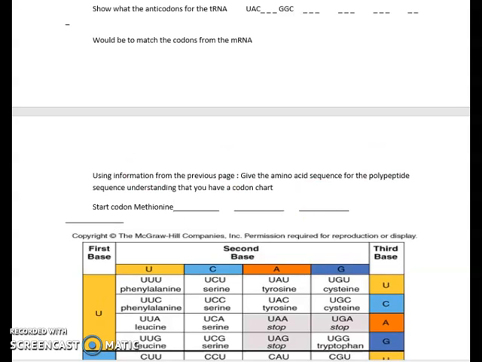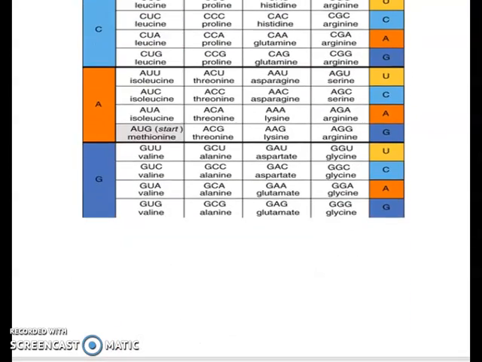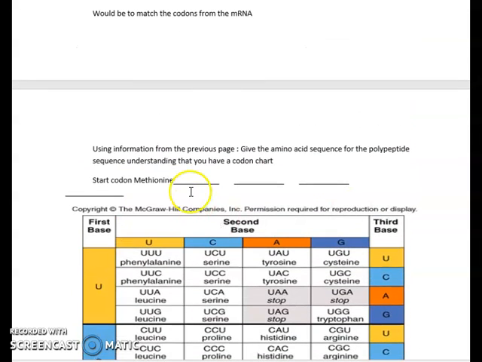Now my next codon was CCG. Going back to this, C means somewhere in here, CC means it's somewhere in here, and then CCG means proline. So my next amino acid in this case would be proline.